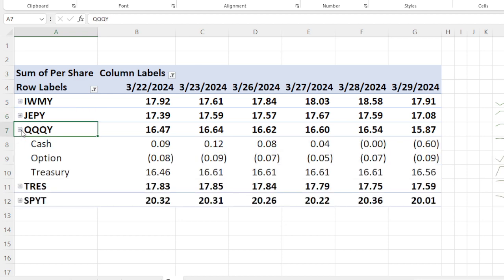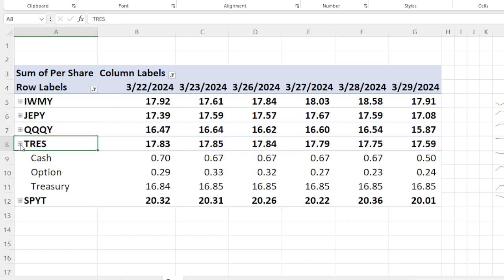And let's take a look at QQQY. Unfortunately, it had a little bit of a slide. In fact, cash actually went negative. It went from positive 9 cents to negative 60 cents. So hopefully this week will be better. Treasuries went from 1646 to 1656, not too bad. And the option premium is a little skimpy, just 1 penny more.